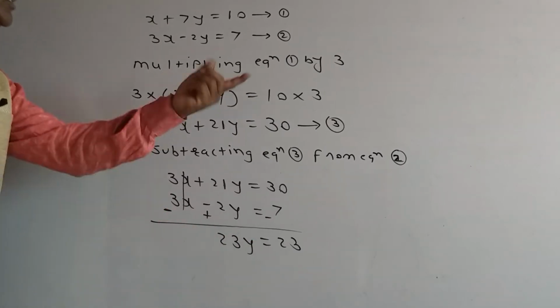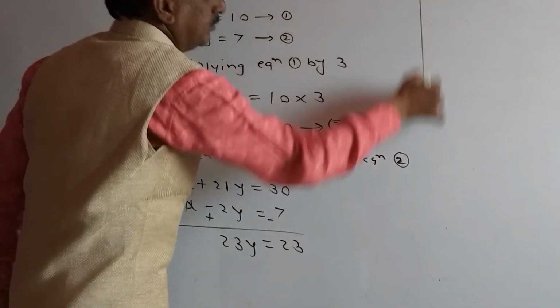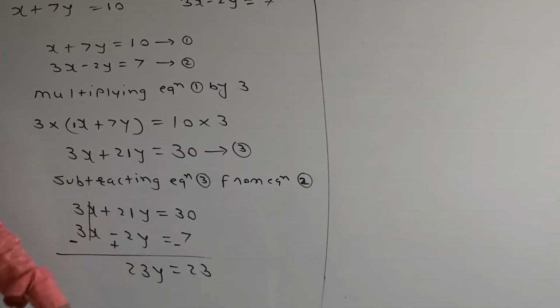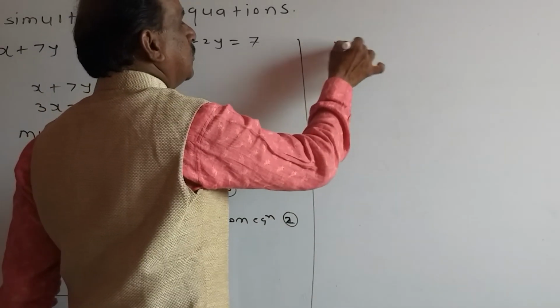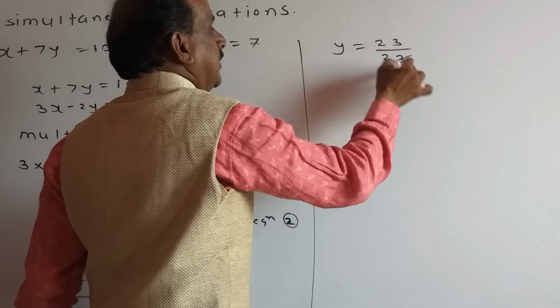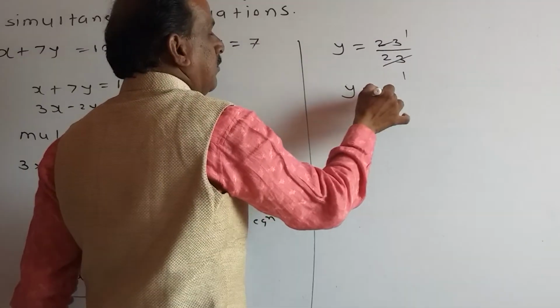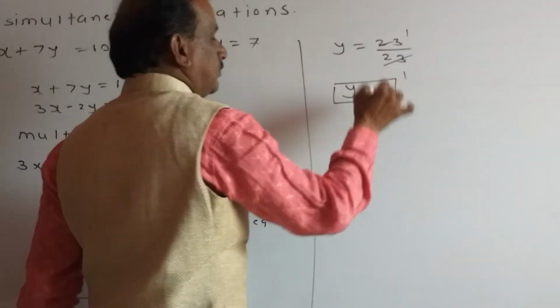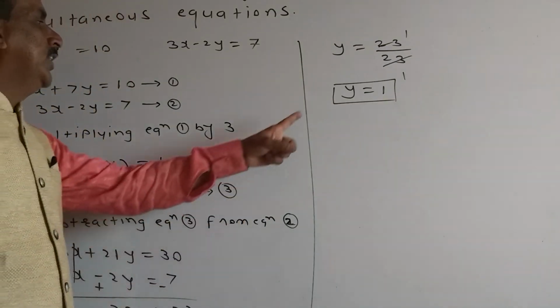Multiply 23, change the side, divides. Means y is equal to 23 divided by 23. 23, 23 get cancelled. Means y is equal to 1. Value of y is 1.